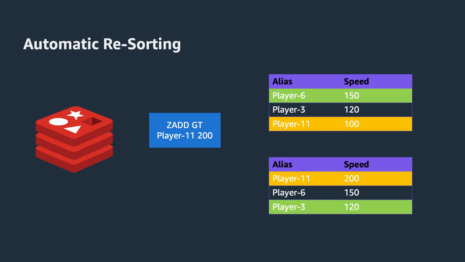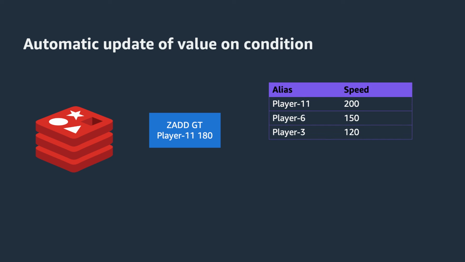But because we use the GT operation within this query, what happens when we, let us say, update with the speed 180? In this case, 180 is less than 200, which is basically a no-op for Redis. Redis does not even execute the query, given that the data stored within Redis is already higher than this.